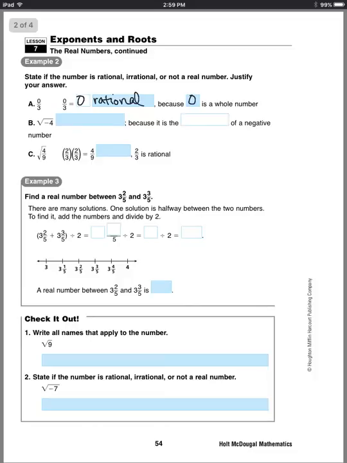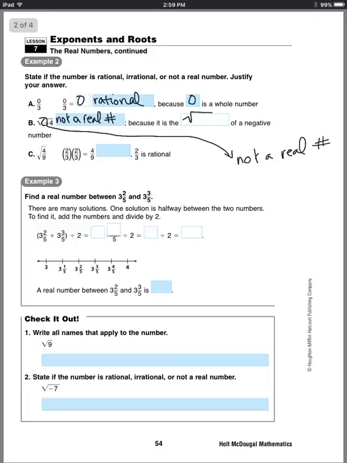Now, remember when I said a few lessons ago the negative cannot be under the square root sign? That is because it makes it not a real number. You cannot take the square root of a negative number. So it is not a real number. And I know I just told you every number is a real number, but this is a special case because it has the negative under the square root. So, because it is the square root of a negative number.